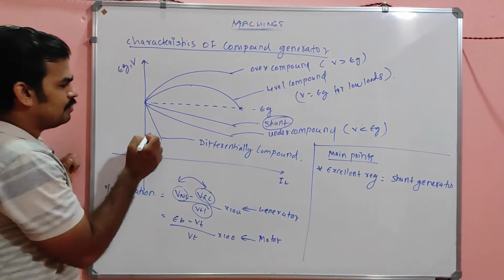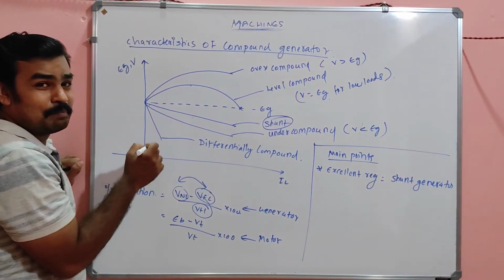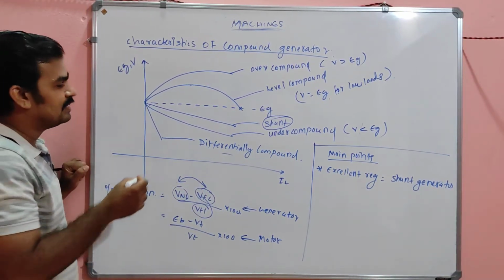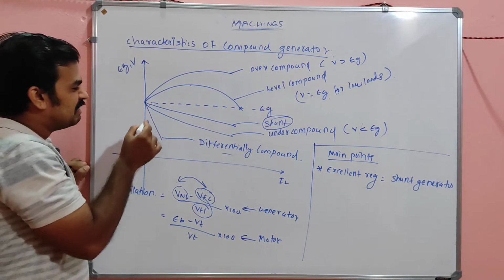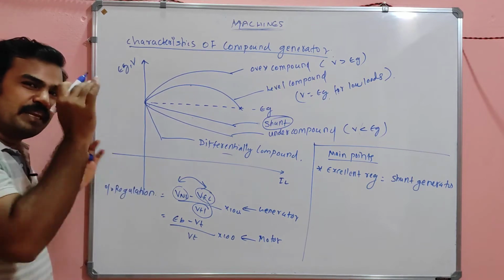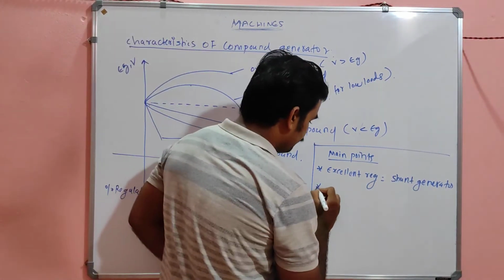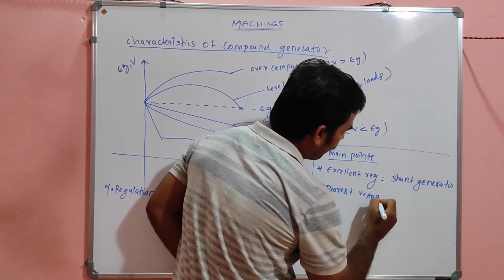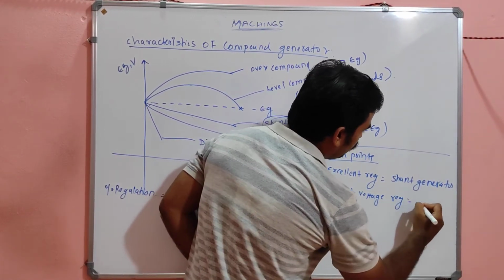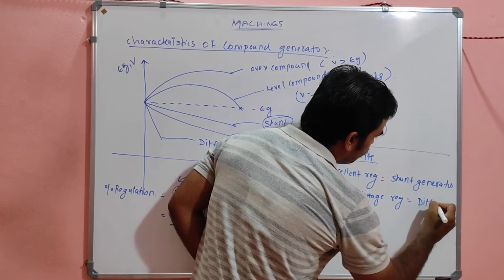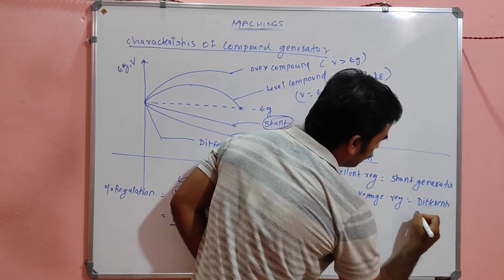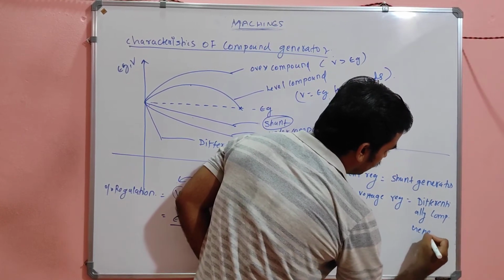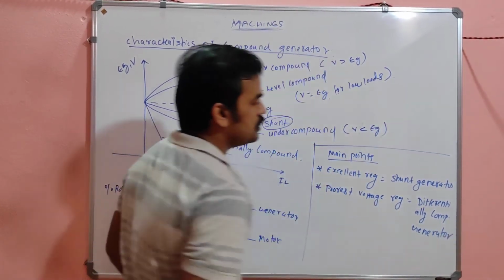But see one person here, that person is nothing but the differentially compound generator. See its nature, its voltage regulation is very poor. So poorest voltage regulation is offered by what, my dear? Differentially compound generator. This is very important.